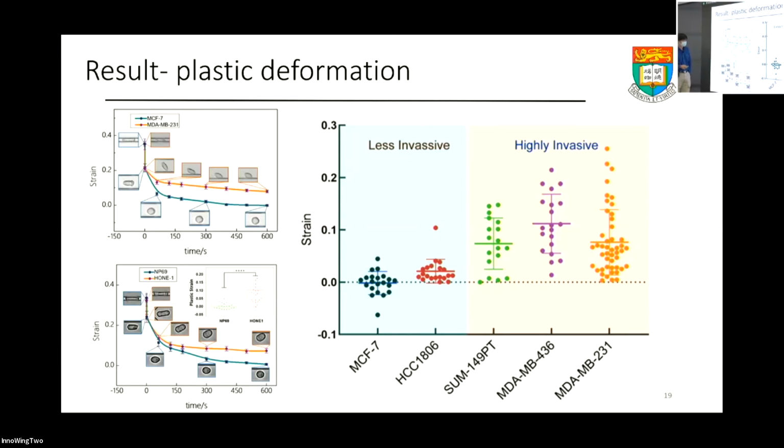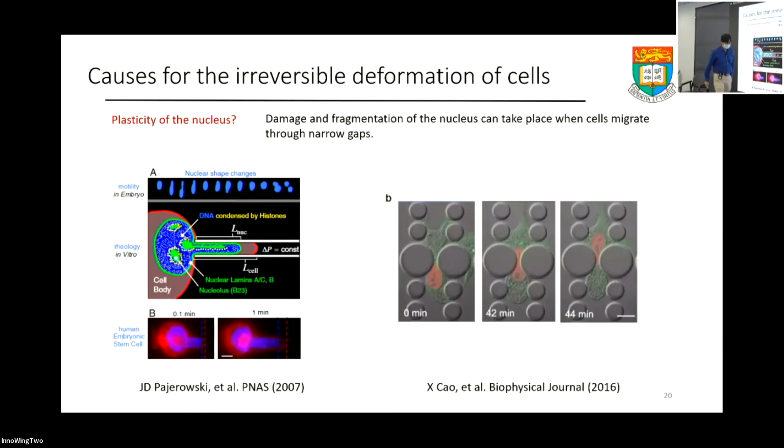Now, one thing that you may ask is what causes the plastic deformation of a cancer cell in such a test? Because one possibility is that the cell nucleus itself can be ruptured during passing through this tight junction. Indeed, many previous experiments have shown that when passing through a very tight nano channel, the nucleus of the cell can be ruptured, leading to some irreversible structure change inside the cell.